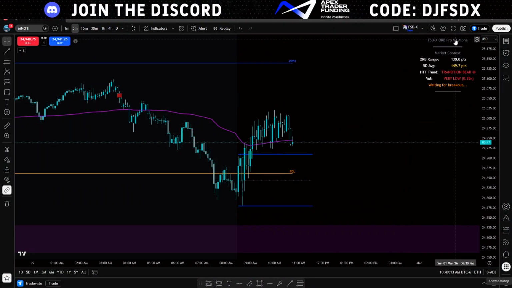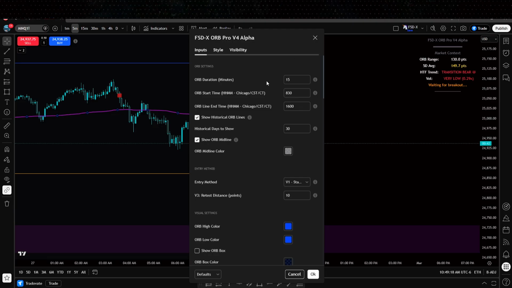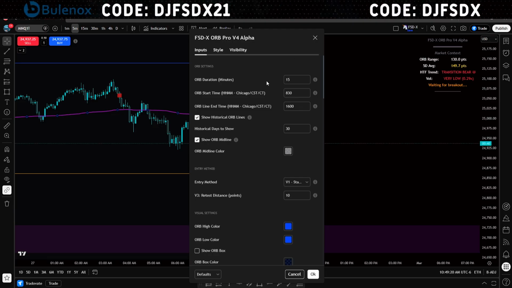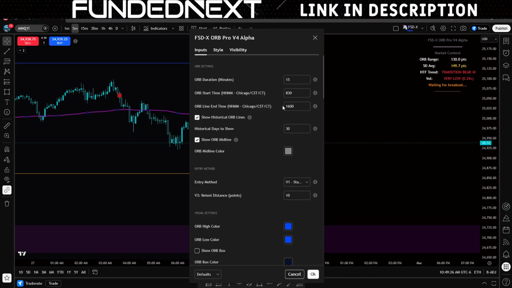So we'll go over the settings really quick. This is where you put the orb time. You can adjust it to 5 minute, 15 minute, 30 minute, hour. This is your orb start time and end time. This is important because it is anchored to Chicago time.